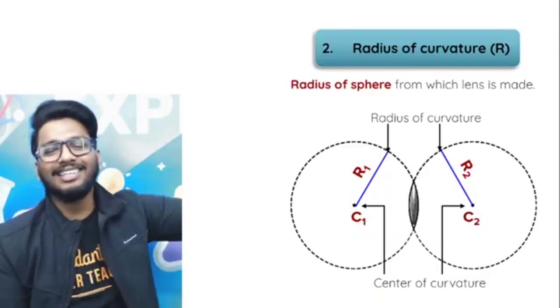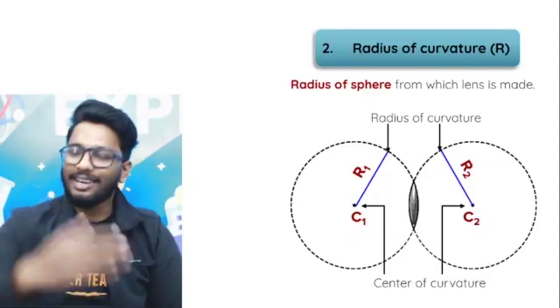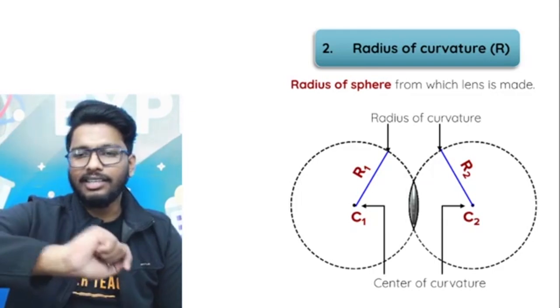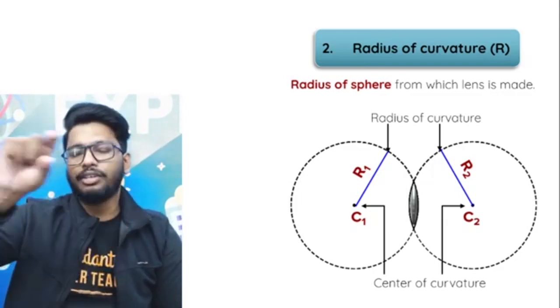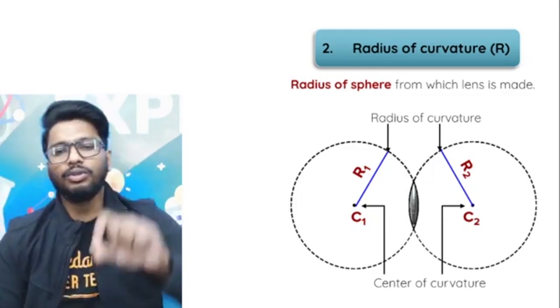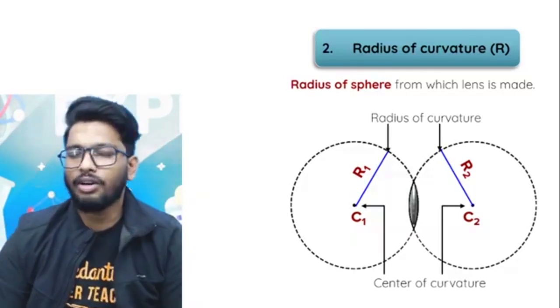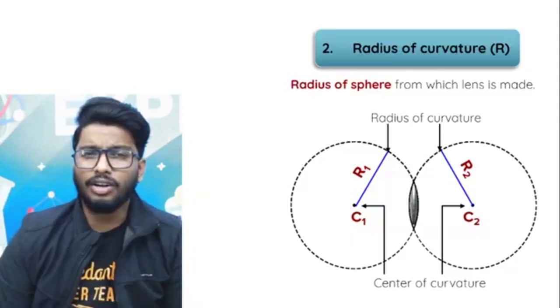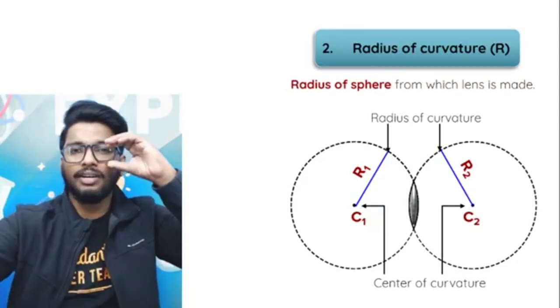So anyway, in the case of a circle, that's how it is. So that distance from the center of the lens to the center of curvature is what is called your radius of curvature. Or you can say that the radius of the sphere of the lens is also your radius of curvature, represented by capital R.